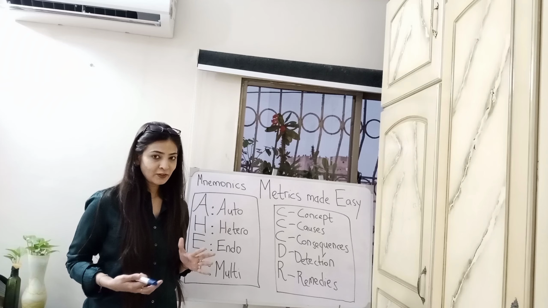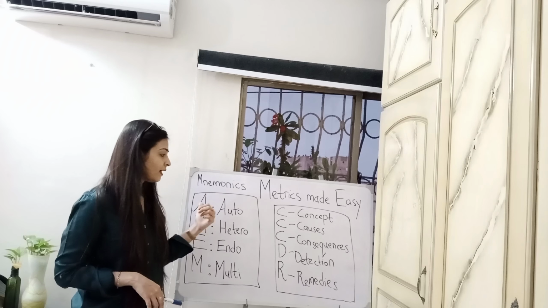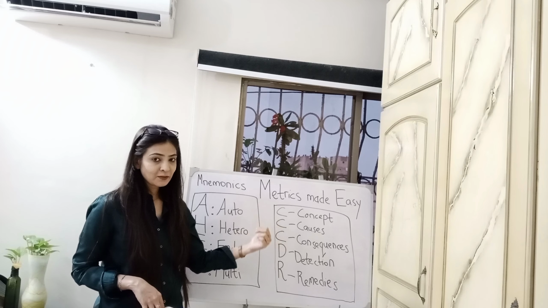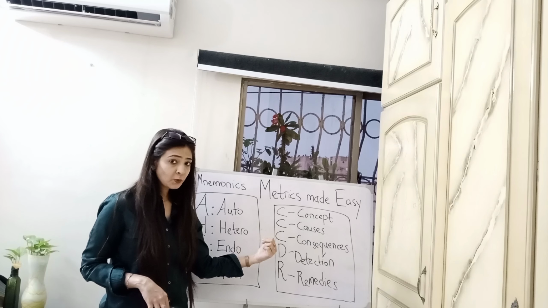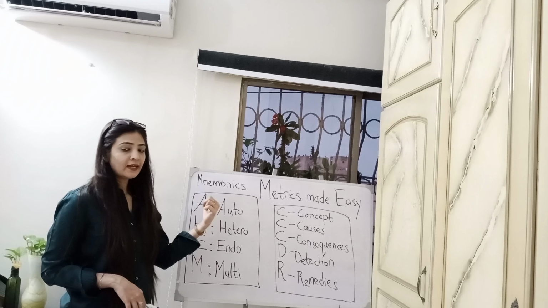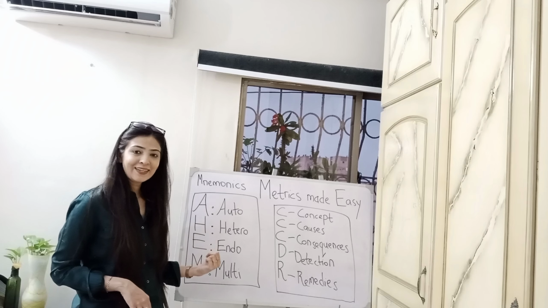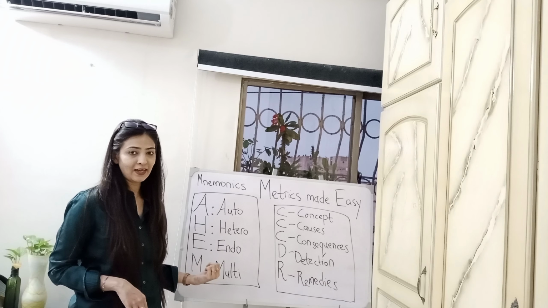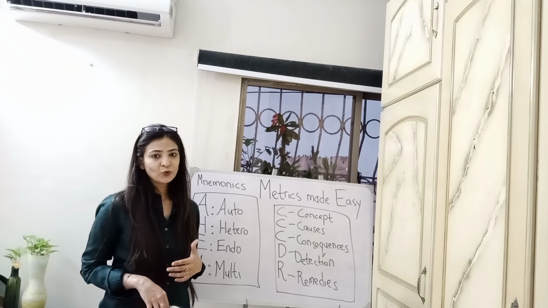So I've made separate videos where I explain each of these. That is, in each of those videos I have explained the concept, the causes, the consequences, the detection methods and the remedies for each of these, that is autocorrelation, heteroskedasticity, endogeneity and multicollinearity. So if you're interested, you can watch those other videos.